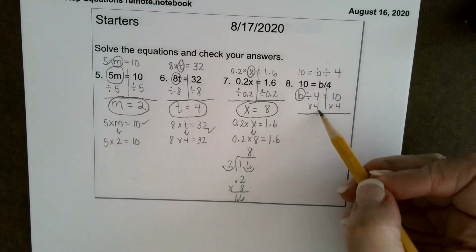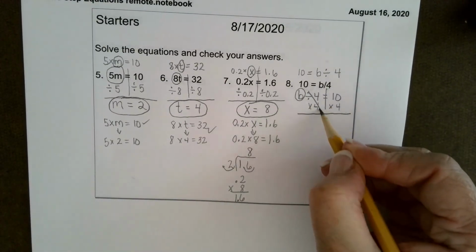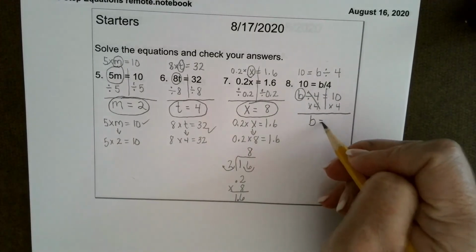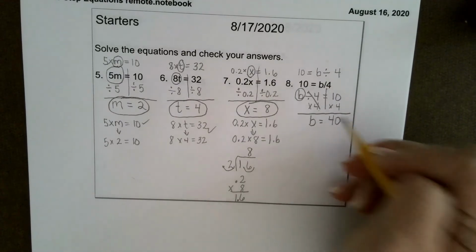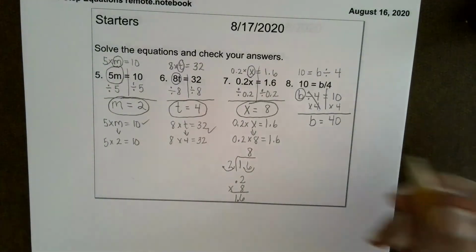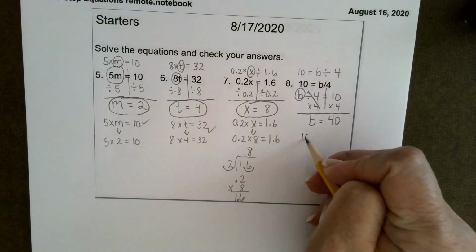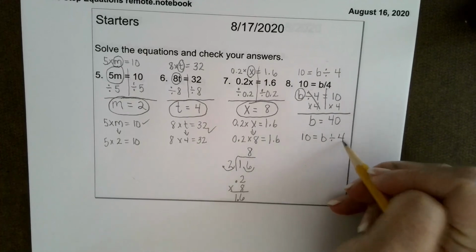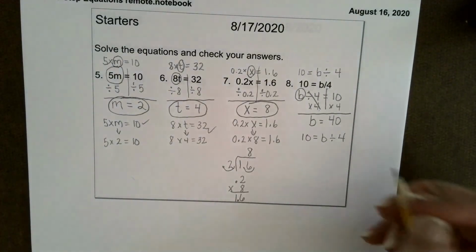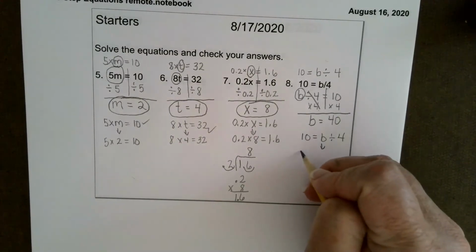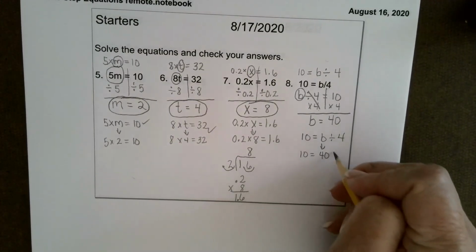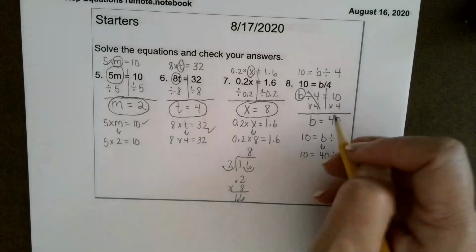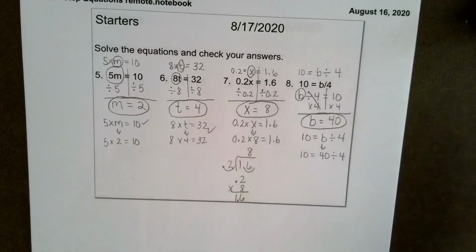When you divide by 4 and multiply by 4, those two things cancel each other out. And that leaves you with b. 10 times 4 is 40. And then to check that, we're going to go back up into the original equation, which was 10 is equal to b divided by 4. We said that the b was 40. So 10 equals 40 divided by 4, and 40 divided by 4 is 10. So our answer is right.